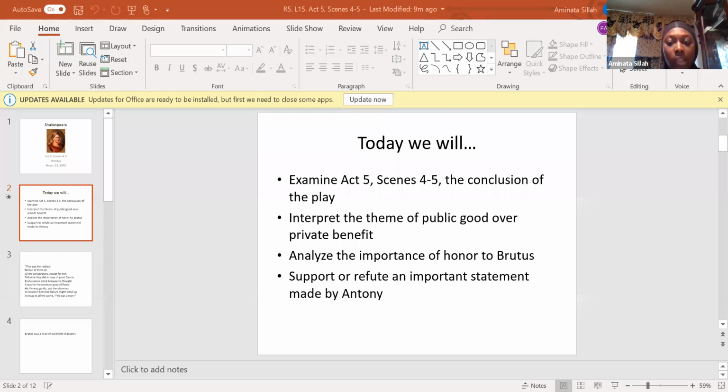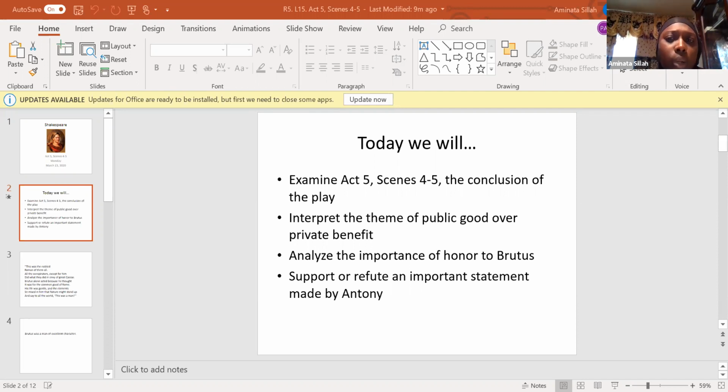We talked about a lot of themes in Julius Caesar, and one of the ones that we identified was doing things for public good over the private benefit. We've identified this theme, but we need to interpret and determine the meaning of this theme. We're going to do this by analyzing Antony's final words about Brutus. We did it earlier when we talked about his speech and Brutus' speech, but now we're just going to talk about the final words that he said about Brutus.